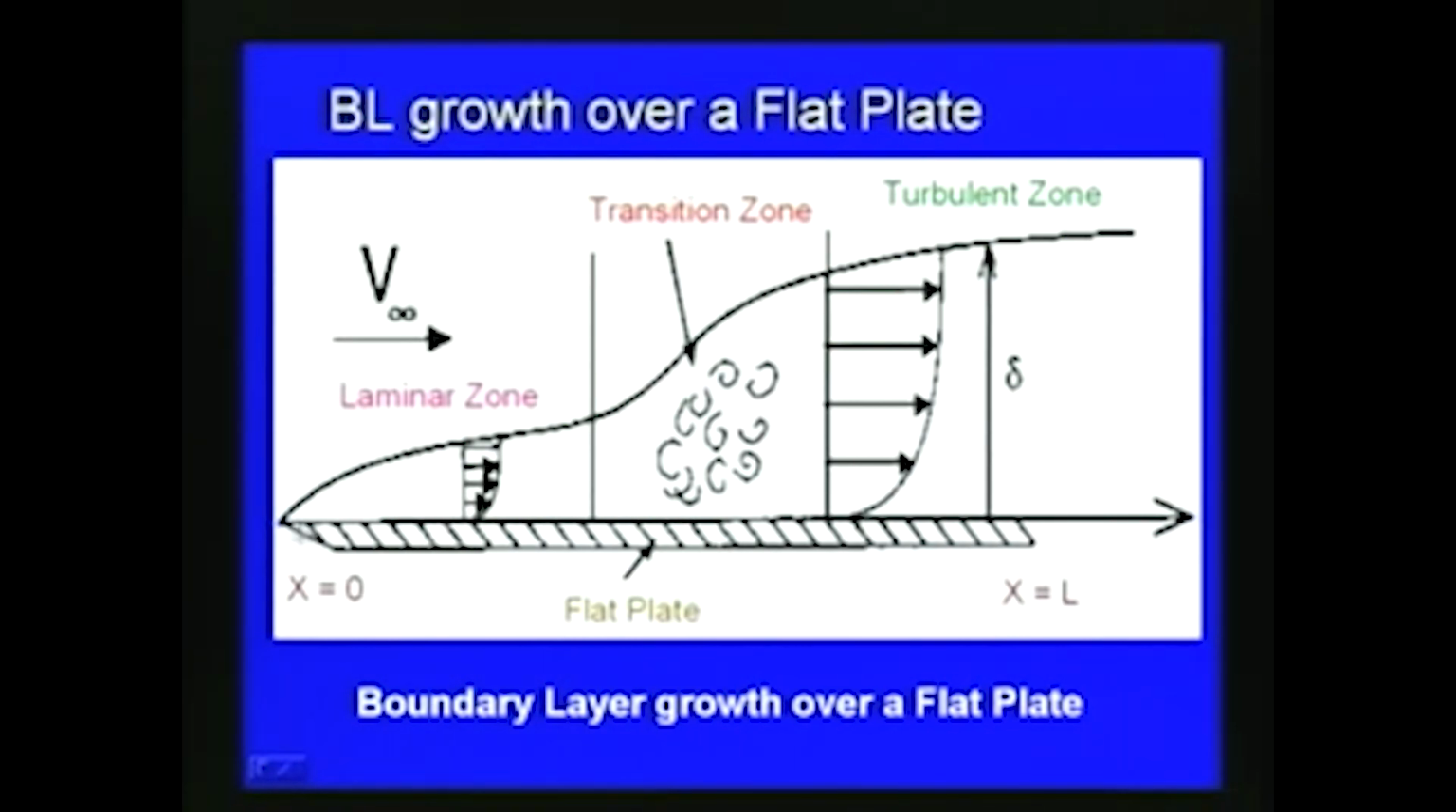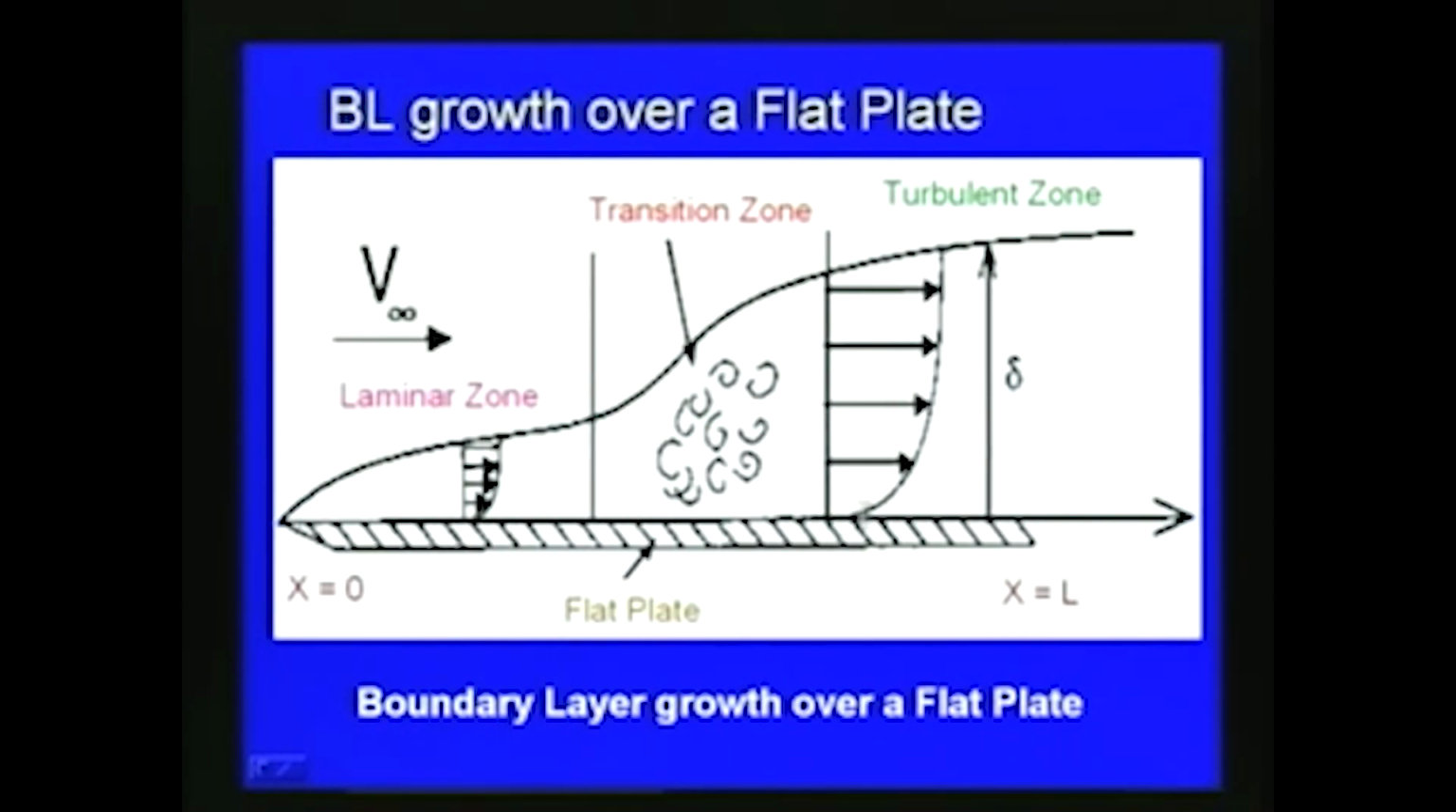Here is the origin of the flat plate, so x is equal to 0, and the length of the flat plate is L. The free stream velocity, u infinity, here indicated as v infinity, is coming and touching the flat plate. The flat plate is not moving, so obviously, due to the no slip condition, where the fluid is touching the surface of the flat plate, the velocity should be 0.